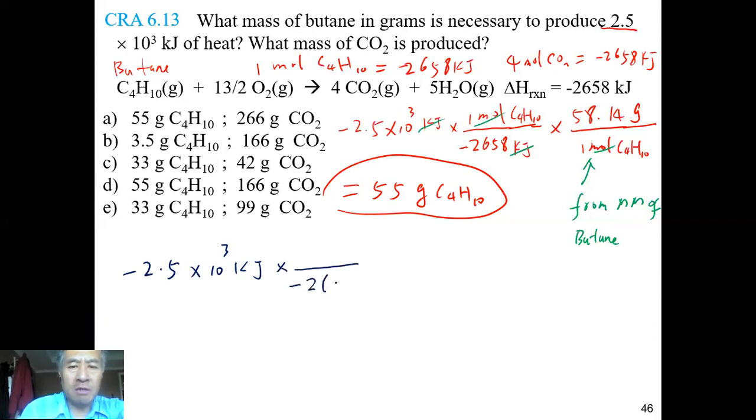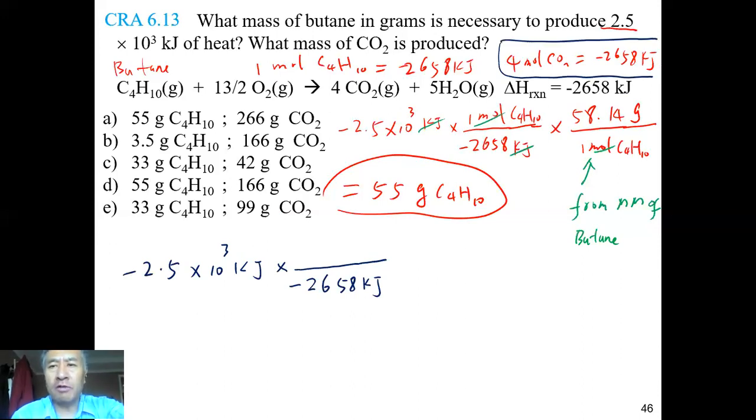So we will use the same first fraction to convert the kilojoules into moles of CO2. So moles of CO2 related to this negative 2658 kilojoules by this equation, therefore we will have 4 moles of CO2. Now after that, we will use the molar mass of CO2 to get the grams of CO2. So the molar mass of CO2 is 44.0 gram per mole.